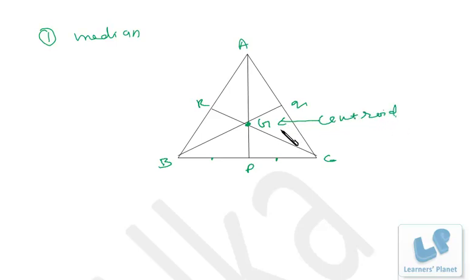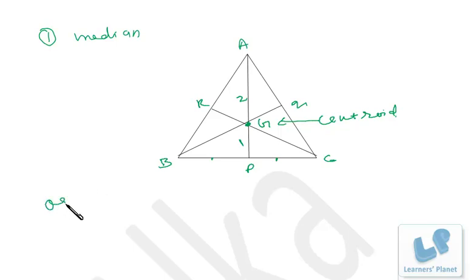Now the specific thing that you need to memorize over here is that AG is to GP, the ratio is 2:1. That means this centroid divides the median in the ratio 2:1 if you take it from the side of the vertex, from where you are dropping the median. Okay, so this is 2:1, right? So that's very important.